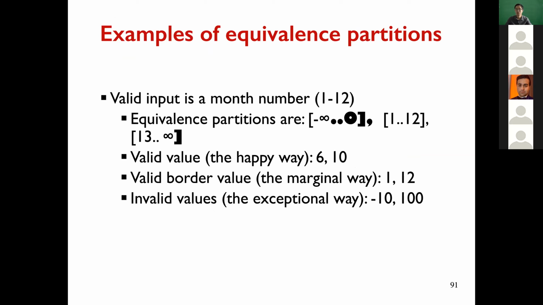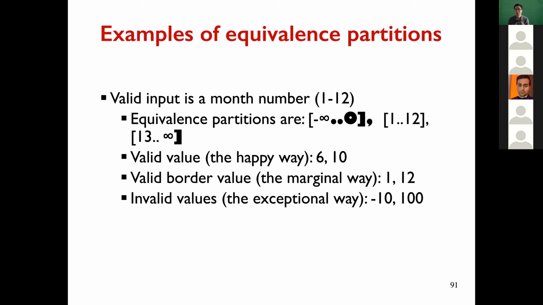One way is to divide into 3 partitions. Of course, the first partition is from 1 to 12, which is a valid input. Another partition is any number that is equal or smaller than 0, right? Another partition is any number that's equal or larger than 13, right? So we have 3 partitions.